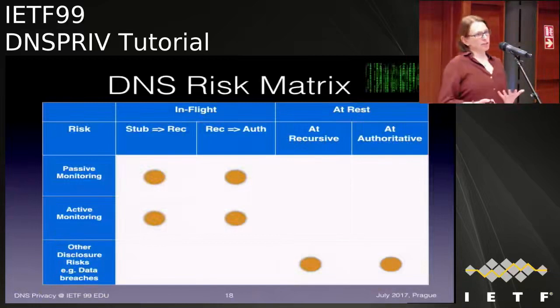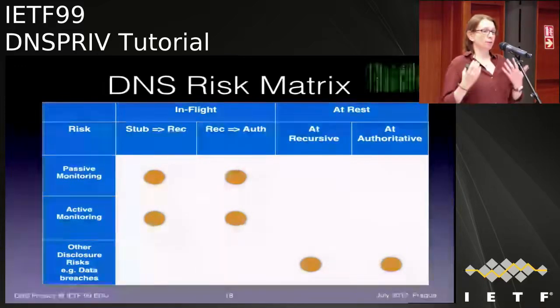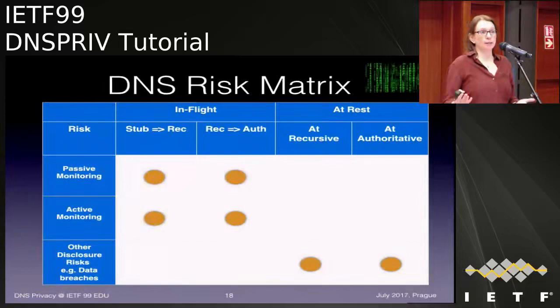So this is trying to summarize the situation in terms of the risks that you have. Queries that are going on the wire can be passively monitored and actively monitored, both between stub to recursive and recursive to authoritative. And also there are risks associated with the data at rest.